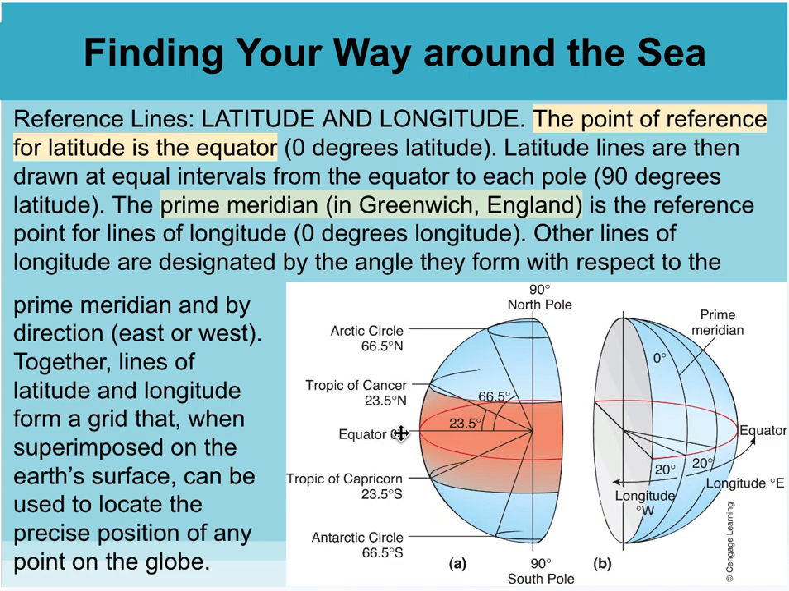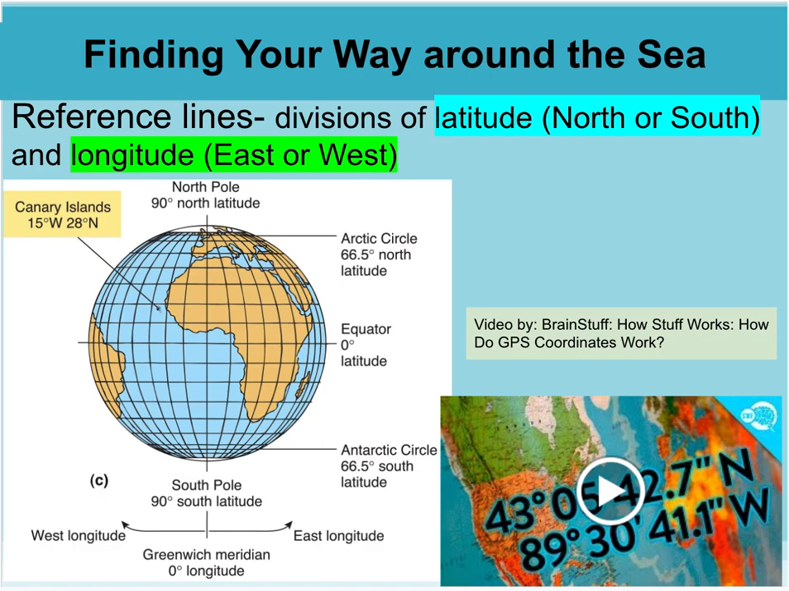Separately, the latitude lines start at the equator, which is 0, and then they move up. There's the Tropic of Cancer. If you move up 23.5 degrees north, that is the Tropic of Cancer line of latitude, or if you go 23.5 degrees south, that is the Tropic of Capricorn latitude line. From there, you can go up to 66.5 degrees north for the Arctic Circle, or 66.5 degrees south for the Antarctic Circle, until you get to 90 degrees to the North Pole, or 90 degrees to the South Pole.